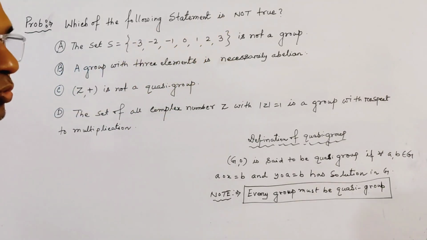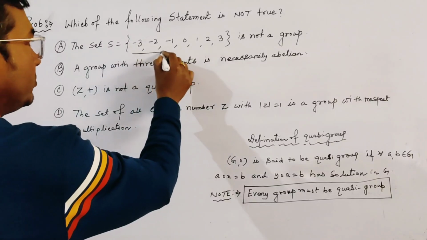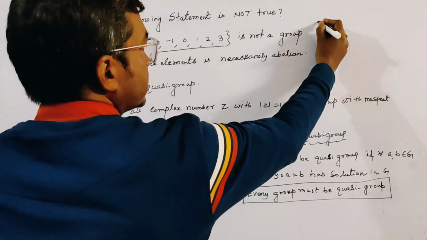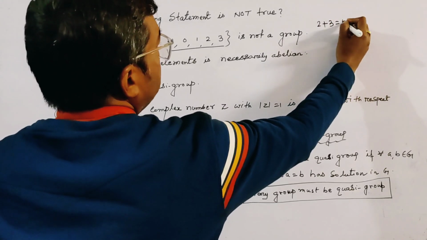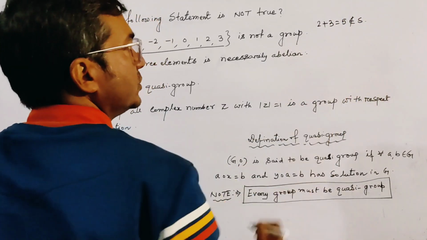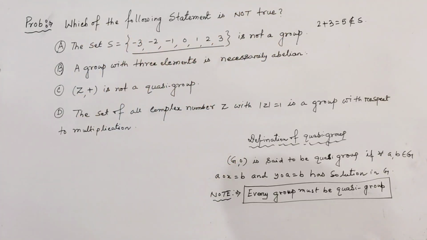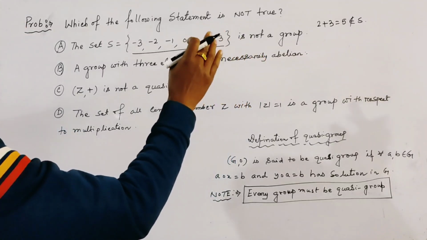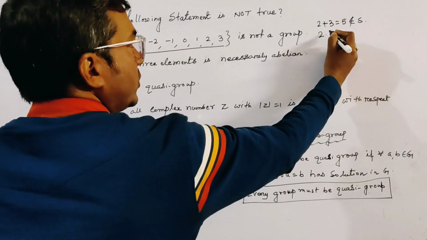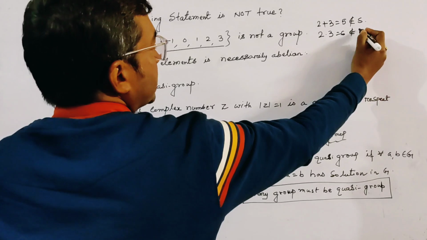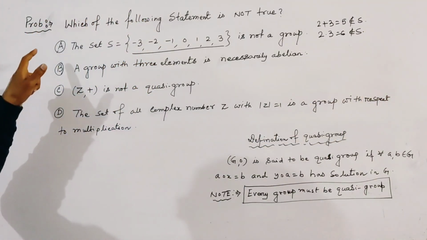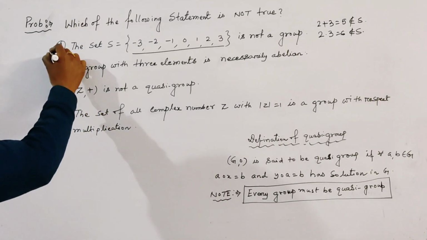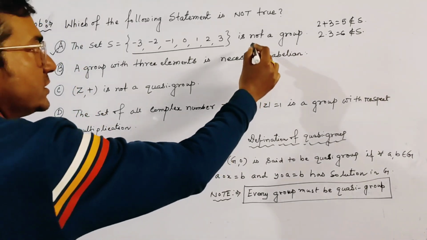It is obviously true, because if it be a group, then it follows the closure property. But with respect to plus, 2 plus 3 is 5, which does not belong to S. So with respect to plus, this is not closed. Similarly, if we operate with respect to multiplication, then also we get 2 into 3, this is 6, which also does not belong to S. So this is not a group with respect to addition and multiplication. Okay, so this is a correct statement, because it is given that this is not a group.